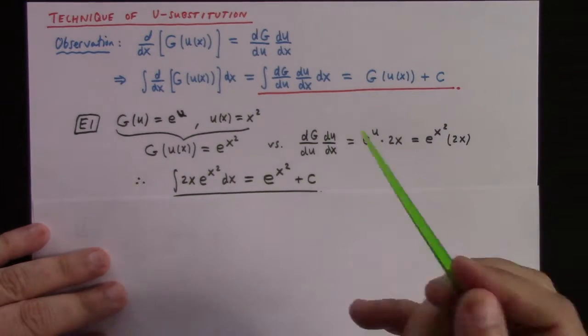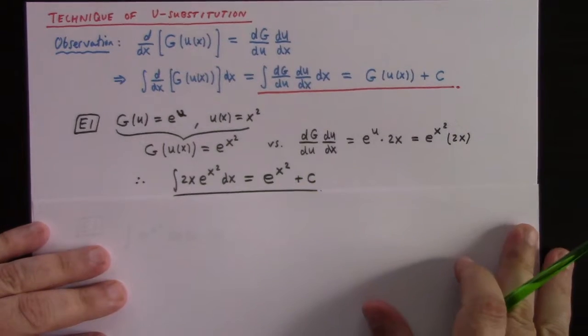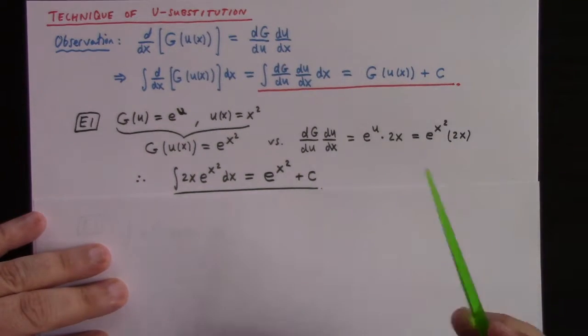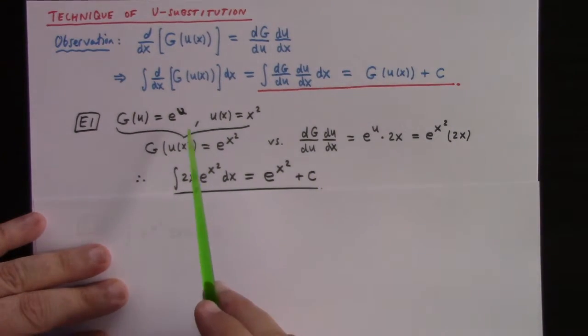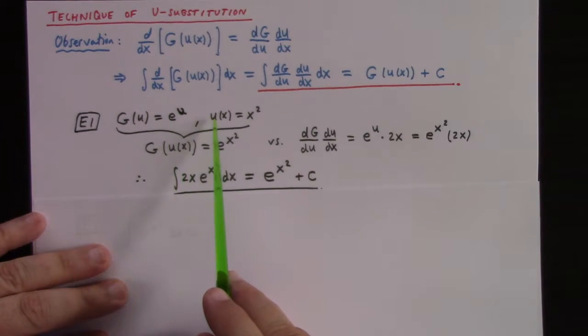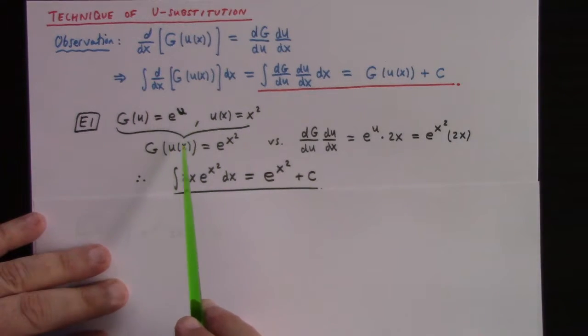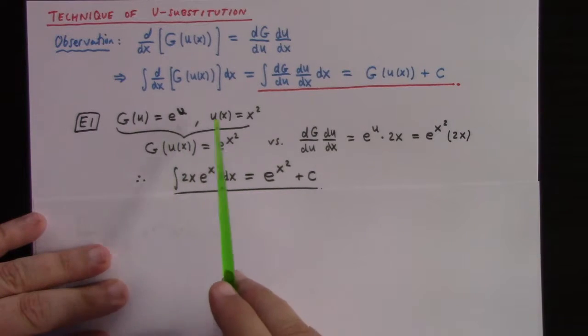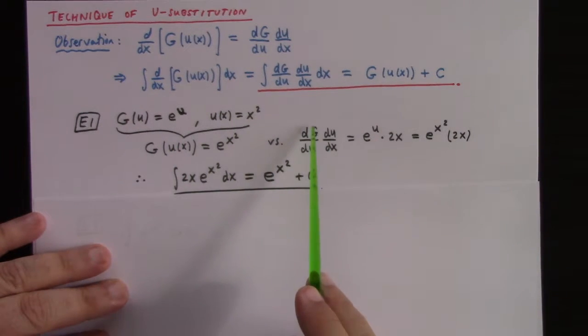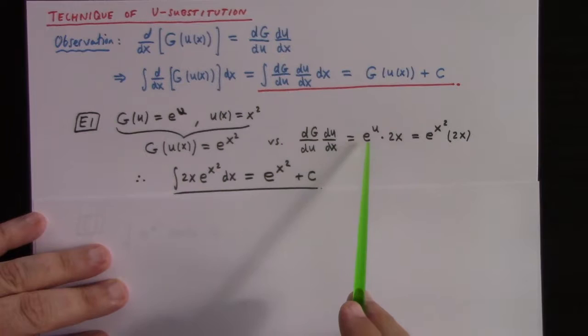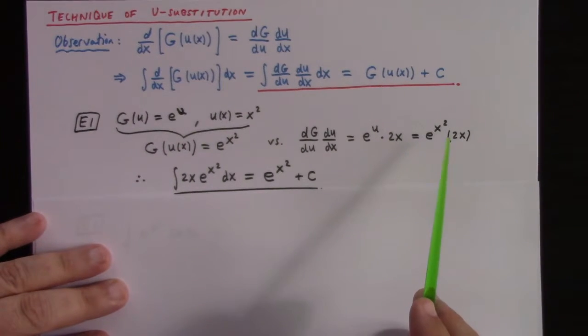Actually, this is very unnatural for me personally, but I'm just showing you to try to be a good citizen of the mathematical world here. So g of u is e to the u, u of x is x squared, right? Then g of u of x would be e to the x squared. On the other hand, dg du times du dx would be e to the u times 2x, which would be e to the x squared times 2x. All right, chain rule, great.